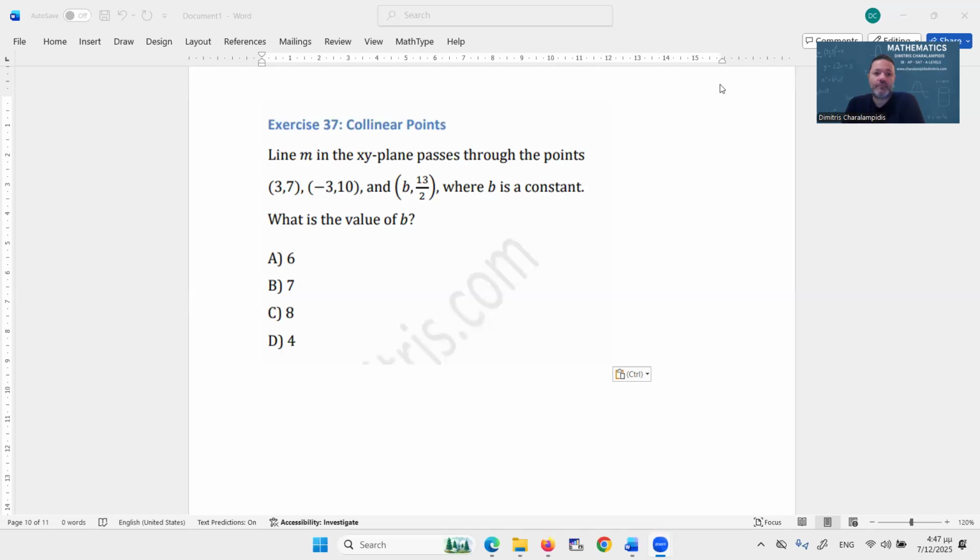Exercise 37. Line M in the xy plane passes through the points (3, 7), (-3, 10), and (b, 13/2). So let's draw a line. Here we could have (3, 7), here we could have (-3, 10). Ignore the natural position on the x-axis. Let's focus on just the points. And here (b, 13/2). What is the value of b?